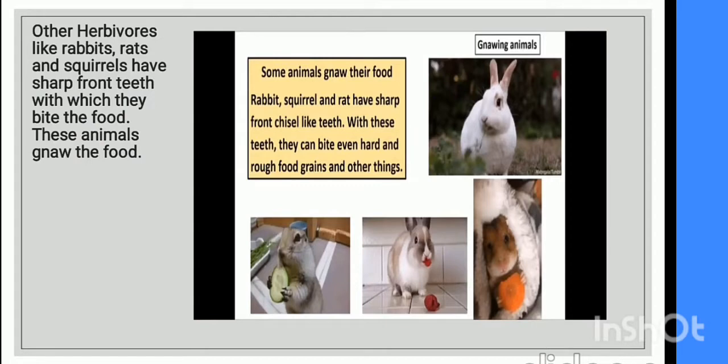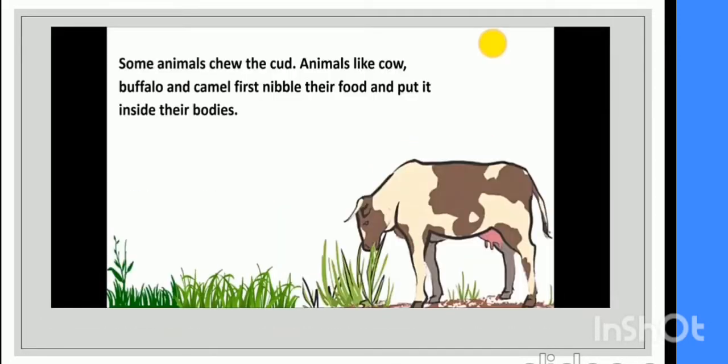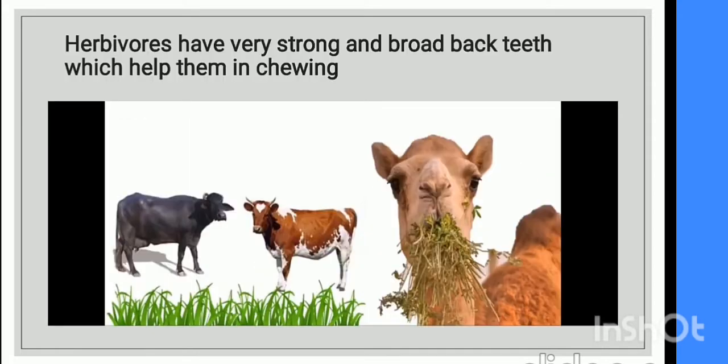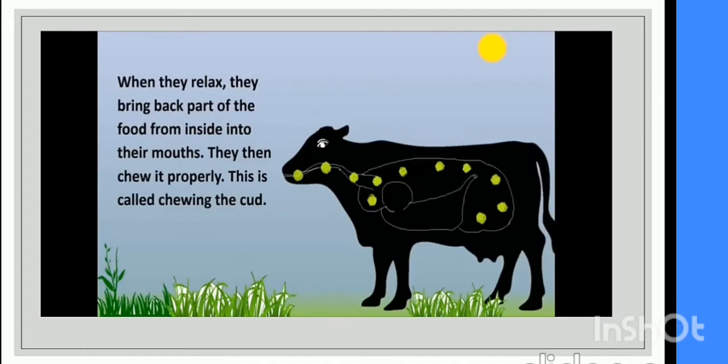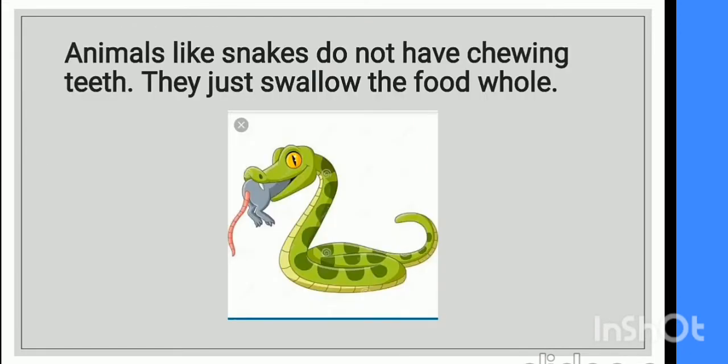Next comes carnivorous animals. Carnivorous animals such as tiger, lion, fox, they have sharp and pointed front teeth to tear the flesh. Their back teeth are broad and flat and their jaws are very strong. Next comes the snake. Snake is a kind of animal. They do not chew their food because they don't have chewing teeth. They just swallow the whole food into their mouth.